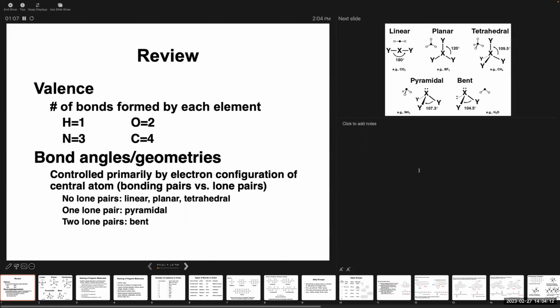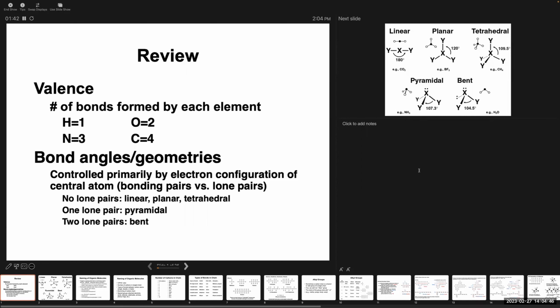So the valence of hydrogen is 1, only forms 1 bond. Oxygen is 2, nitrogen is 3, and carbon is 4. We also talked about how the arrangement of electrons around the atom influences the bond angles, the angles between bonds. And we talked about the fact that you need really a total of 3 atoms to have 2 different bonds between those 3 atoms to create an angle between the different bonds.